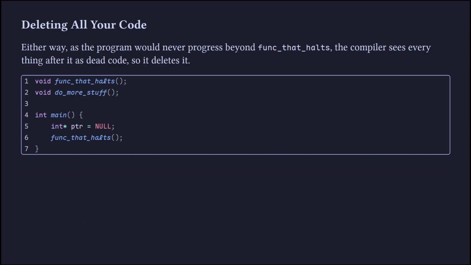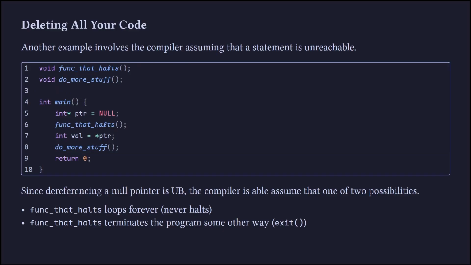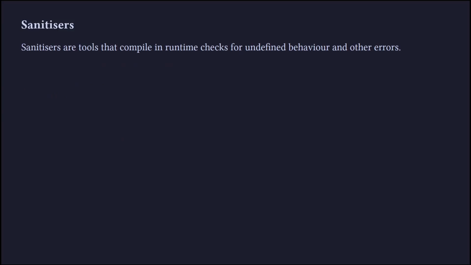Either way, because the compiler knows that the code will never be able to progress beyond the function that halts, because it sees any code after that as unreachable, as something that will never occur, it just deletes it. Even if you never used val in your code, even if Do More Stuff never used val at all, you've made an assertion about the pointer by dereferencing, you've broken that assertion, and now the compiler is allowed to delete things.